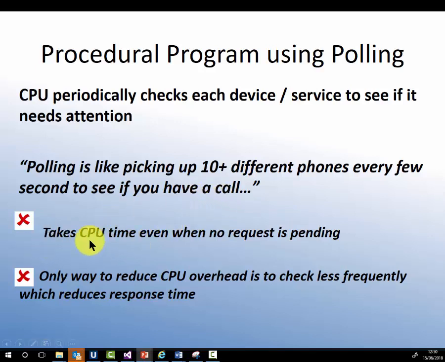The problem with polling, obviously, is it takes a lot of CPU time to keep looking even when there's nothing being required for you to do, and the only way to reduce that overhead is to check less frequently, which means you're going to reduce your response time, so you're going to wait longer for something to happen.